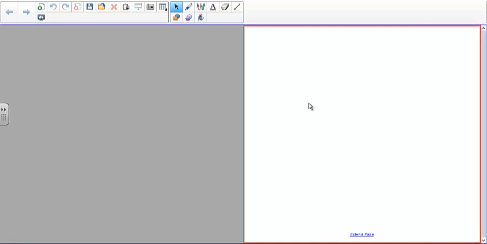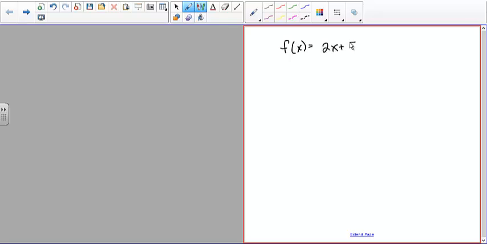Okay, so here's your review. So first thing we talk about is inverse functions. There's two things I want you to be able to do. One is to find the inverse of a function. So given a function, find its inverse. So here's an example.